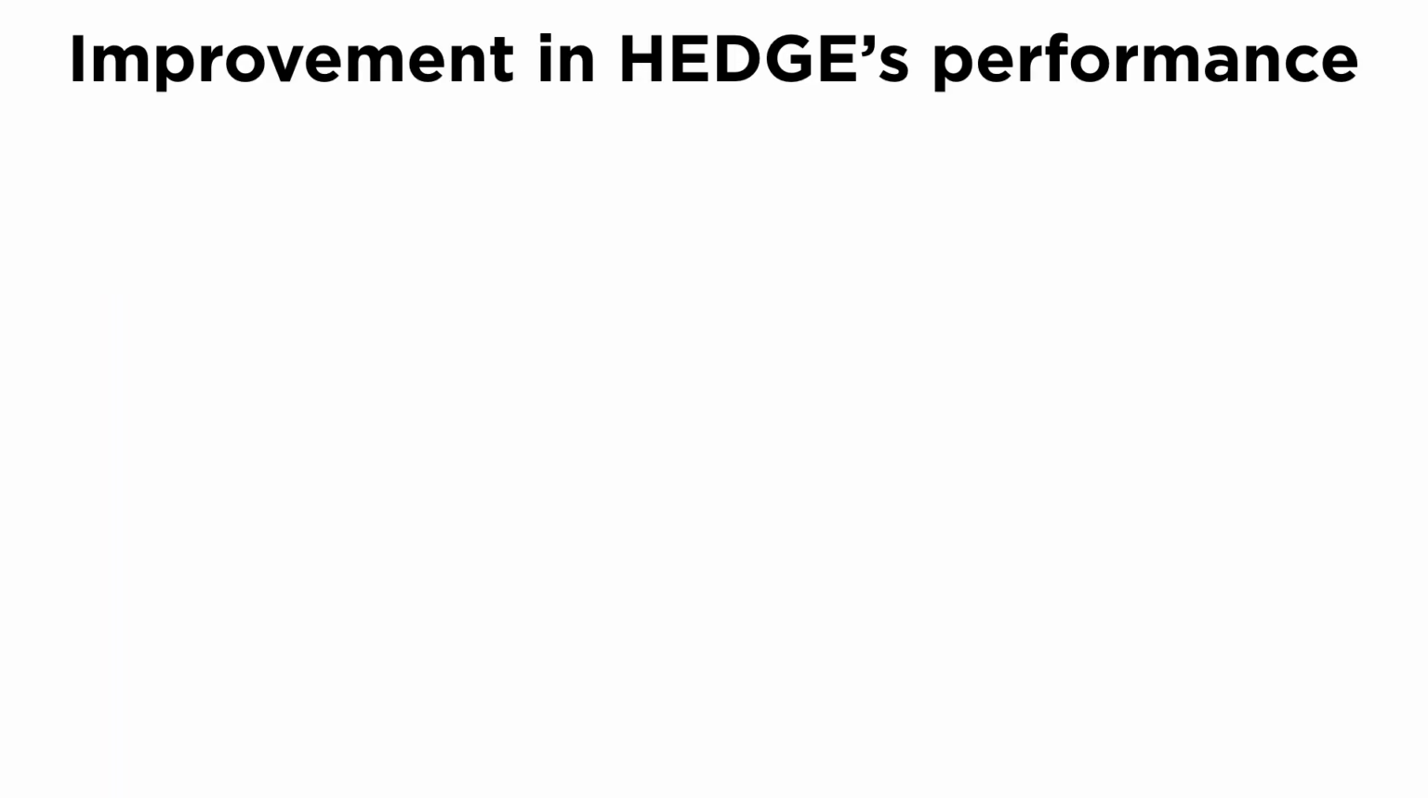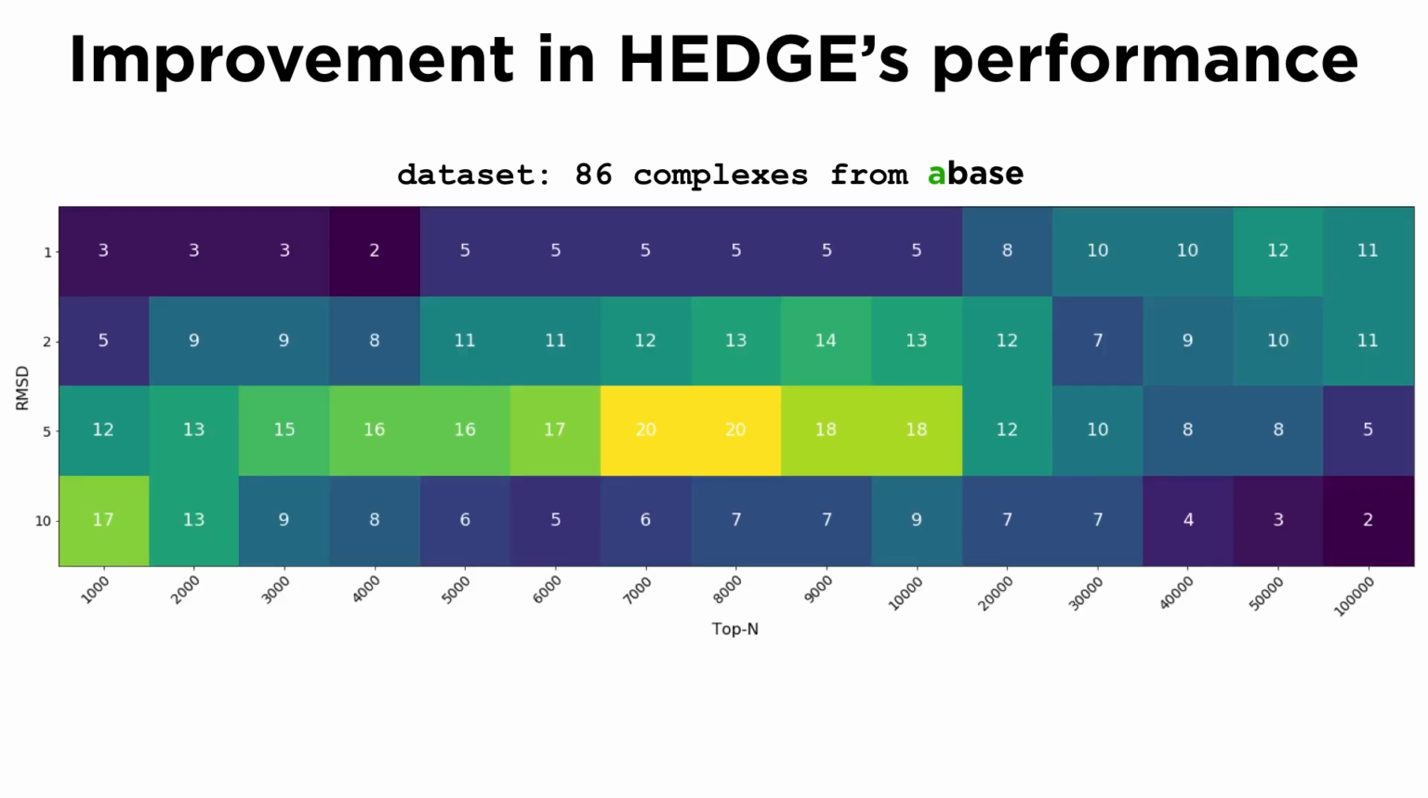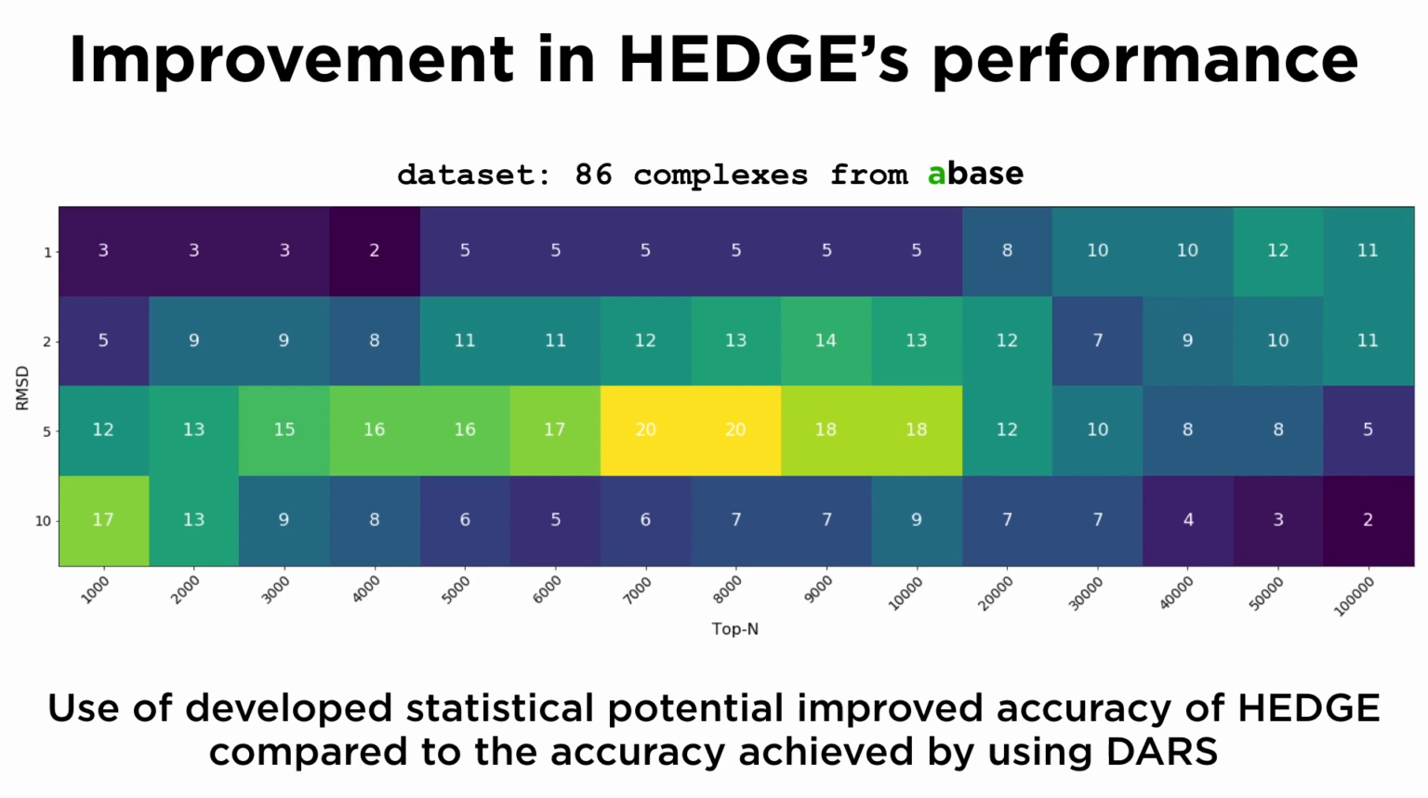But let's see how Hedge performs using this potential compared to Hedge using DARS. We tested the performance of Hedge on the ABASE, and the difference is quite impressive. In the majority of cells, Hedge that uses the newly developed statistical potential outperforms Hedge that uses DARS on more than 10% of the validation set. Therefore, we have achieved our goal of improving Hedge's accuracy on antibody-antigen complexes.